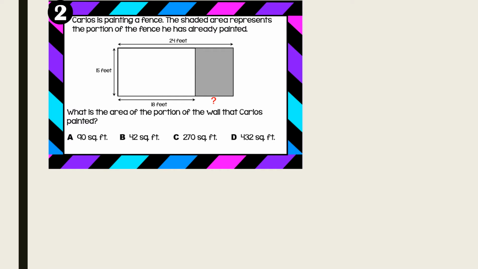Okay, to start, I want to figure out what this mystery is. I already know this is 15. If I know this whole length is 24, and this part is 18, that means 18 and my question mark equal 24. It's like a part whole. I know the total, I know one part, so I need to subtract to find the missing part. So I'm going to do 24 minus 18 to give me my question mark, because I know 18 plus something, my mystery number, equals 24. This is our first step, to find the missing side length.